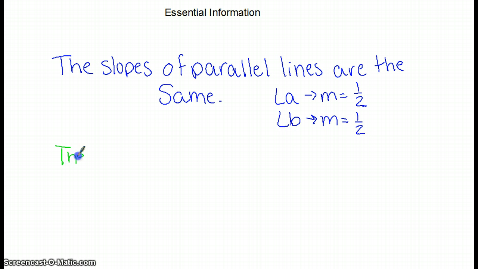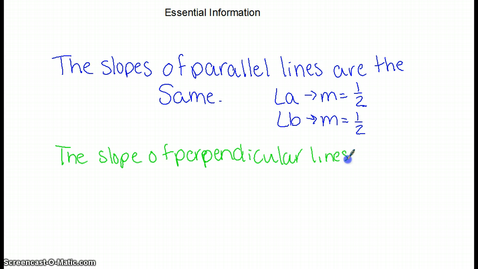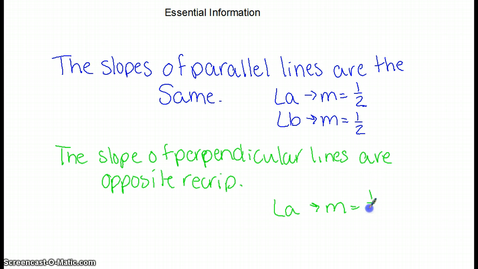The other piece of essential information is the slope of perpendicular lines are what we call opposite reciprocals. That means if line A has a slope of 1/2, then line B has a slope of -2/1. When you switch the sign, that makes it opposite. When you flip the fraction, that makes it reciprocal.